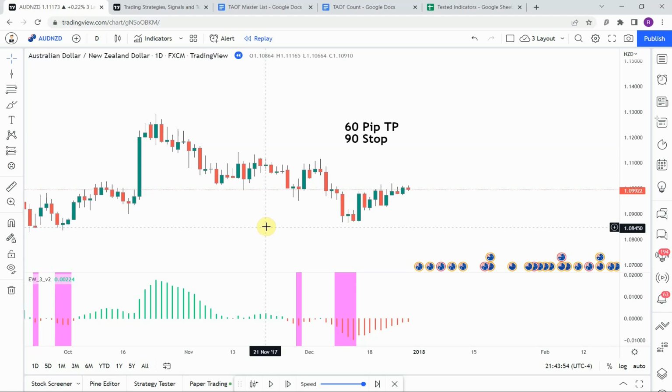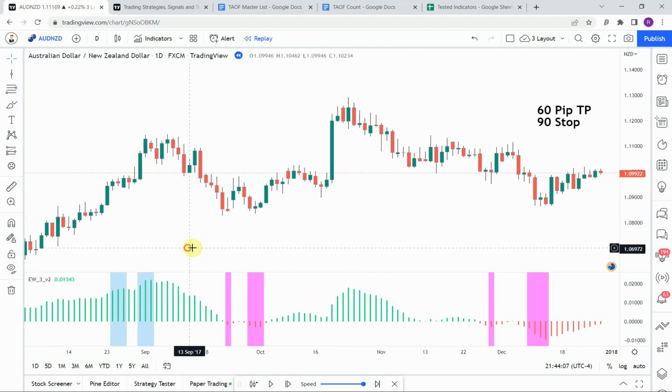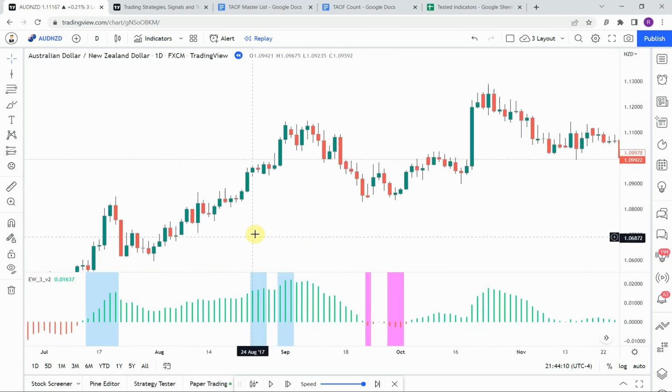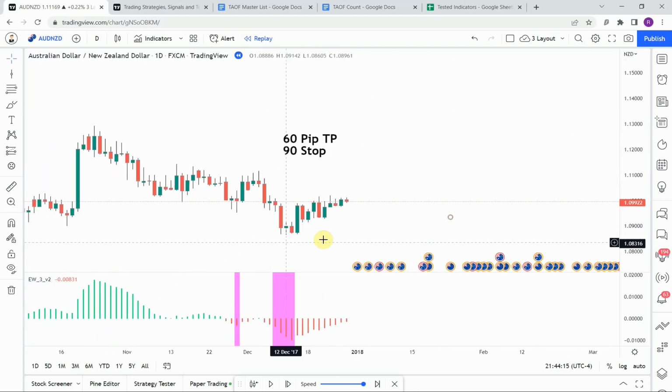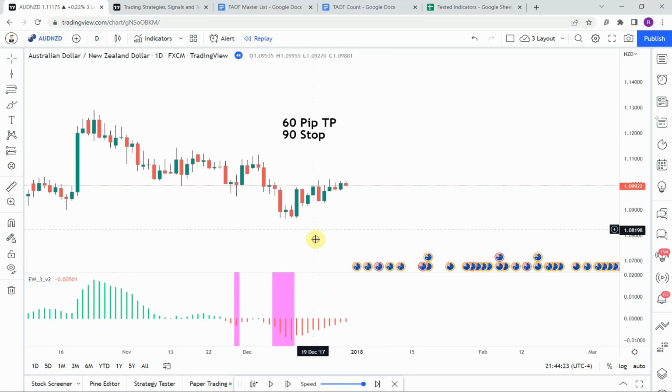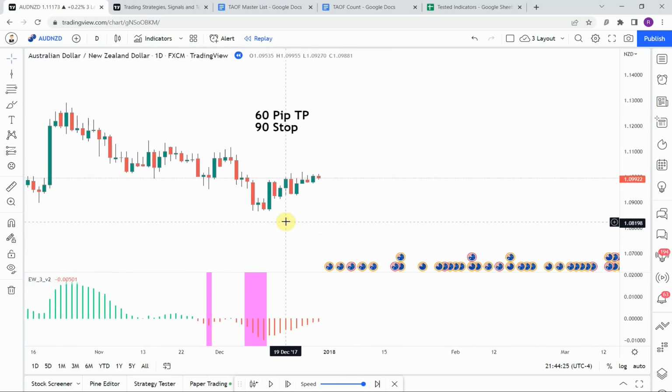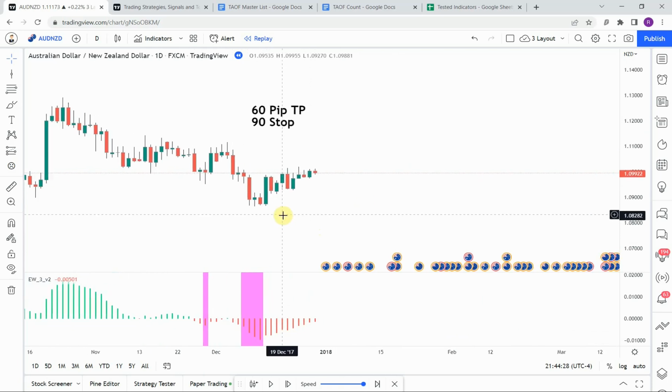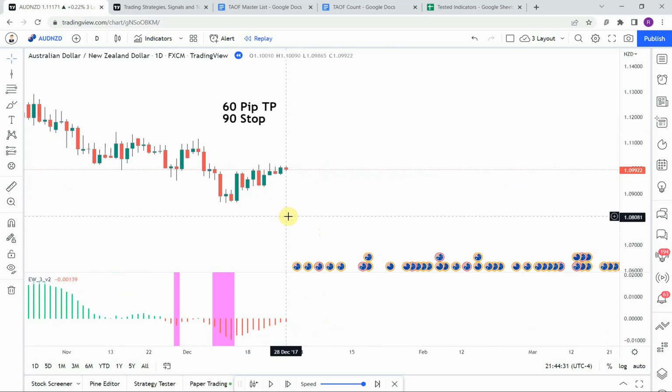So again, what we're looking for is this coloration in the background. When we get a purple background coloration, then we are going to go short. When we get a light blue background coloration, then we are going to go long. And so that's the basic setup that we're looking for. We might test this another way. We'll see. Let's go ahead and test it this way first and see what we can get out of it. And we'll figure it out after that. So let's go ahead and get on with testing and see what we can get.